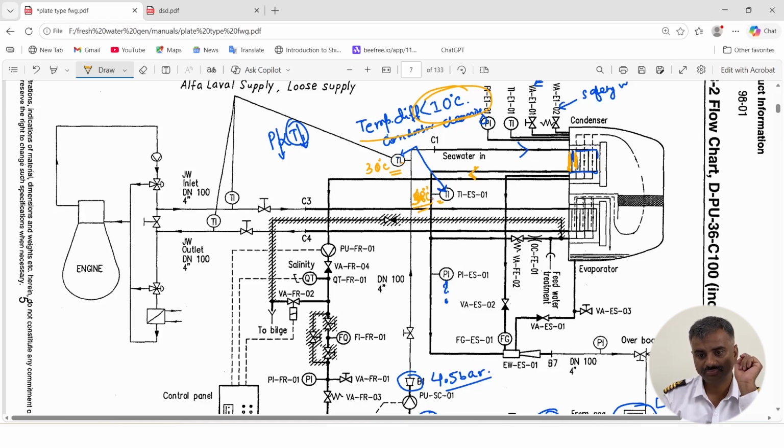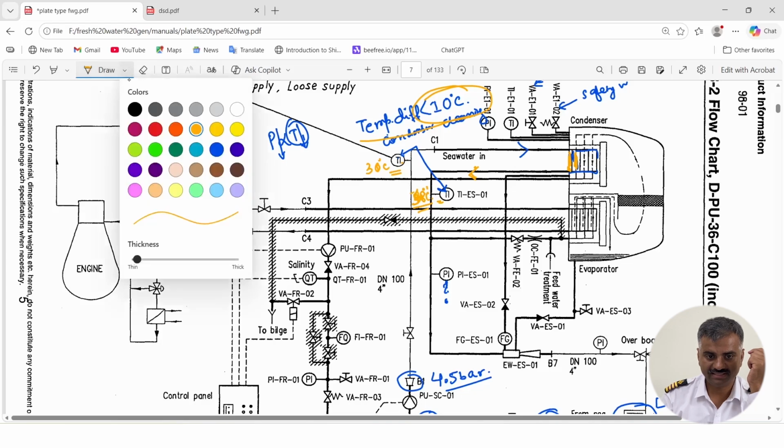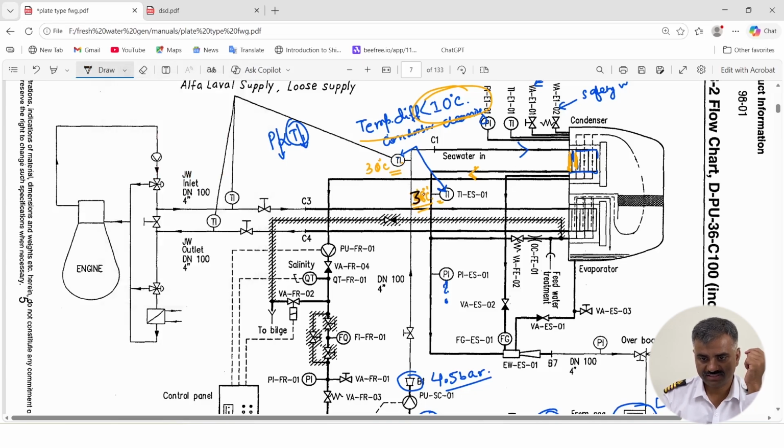Because it will cool the steam and it will get heated up in turn, there will be an increase in temperature of more than 10 degrees centigrade. So if the inlet side is 30, it has to be more than 40 on the outlet side. This is the seawater funda. So you should always check the inlet side seawater temperature and outlet side seawater temperature.